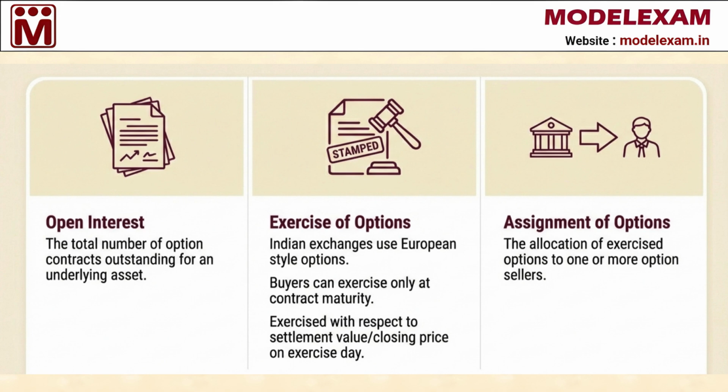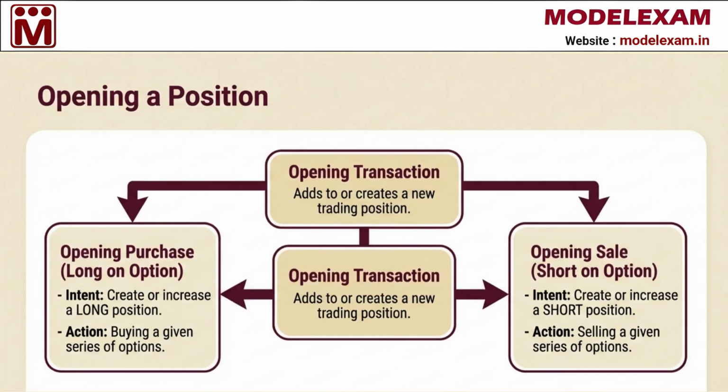Open interest tells us the total number of option contracts that are currently active or outstanding in the market. When a buyer decides to use their right at the end of the contract, we call this the exercise of options. Since Indian options are European style, this only happens at maturity based on the final closing price. When a buyer exercises, the exchange randomly assigns that trade to a seller, which is known as the assignment of options.